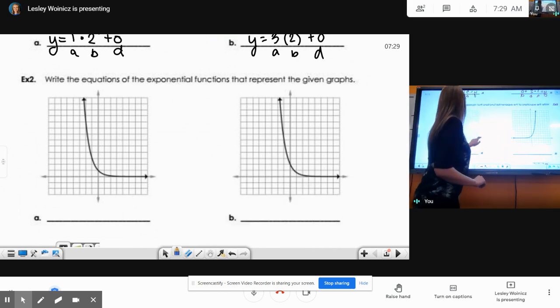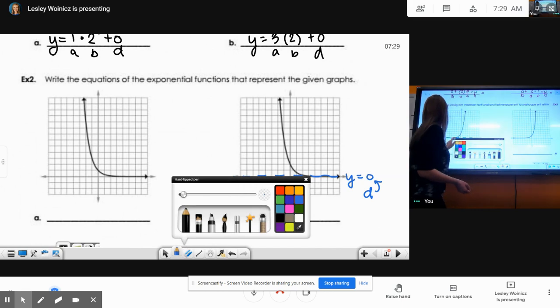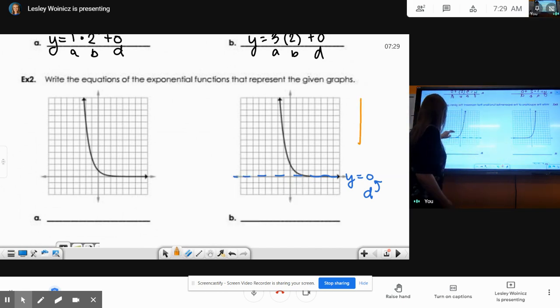So first we need the horizontal asymptote. And that gives us y equals 0 for the asymptote. And that tells us our d is 0 again. Okay, next. I need some points. I think it's this one. That looks like -1, 6, and 0, 2. So from 6 to 2, I'm multiplying by 1/3. So my b is 1/3.